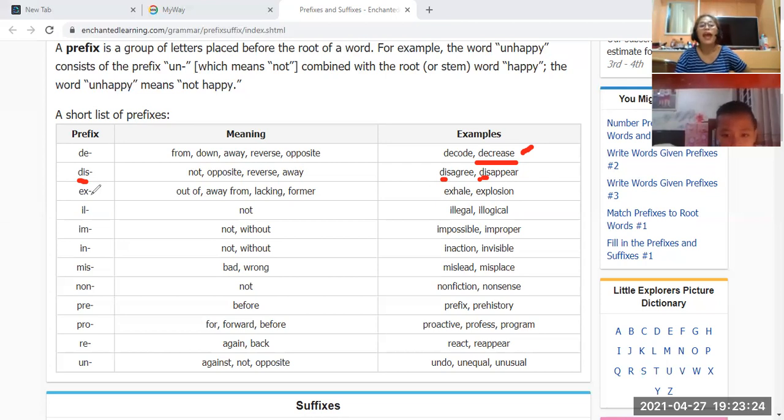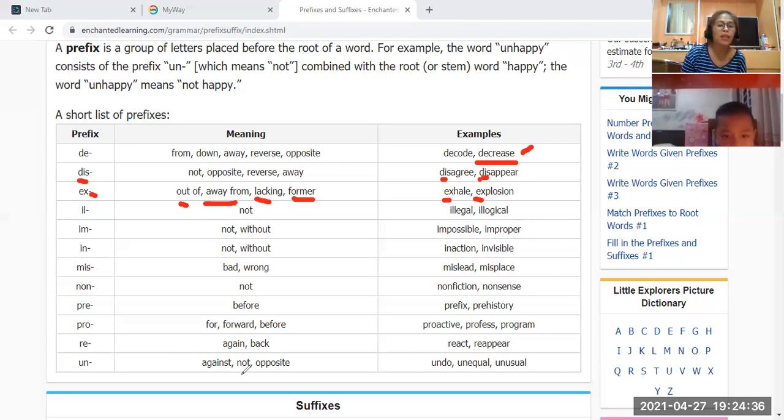Okay. Next, ex. What do you mean by ex? It could be out of, away from, lacking, or former. Again, out of, away from, lacking, or former. So when I say exhale, you know exhale? Inhale. When I say exhale, you are out of breath, you exhale. Next, another, explosion. Explosion means it's away from, it explodes.